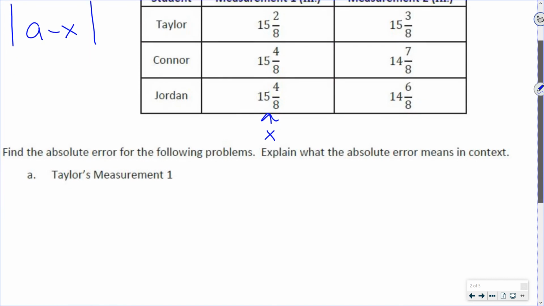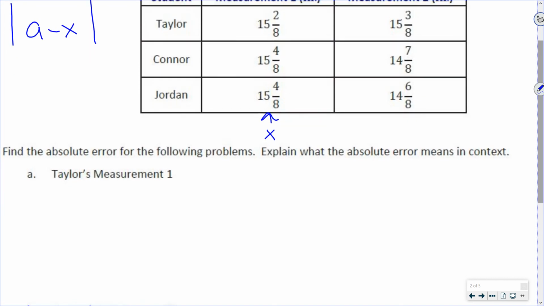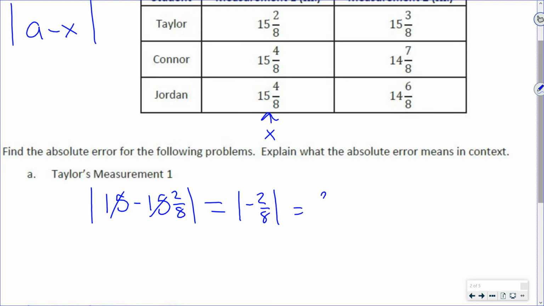Okay? So Taylor's measurement, his first was 15 and 2/8. The actual measurement was 15 inches, so we're going to do the absolute value of 15 minus 15 and 2/8. Well, 15 minus 15 is going to cancel out, giving us a 0. So that's an absolute value of a negative 2/8. Absolute value makes everything positive, so this is just 2/8.